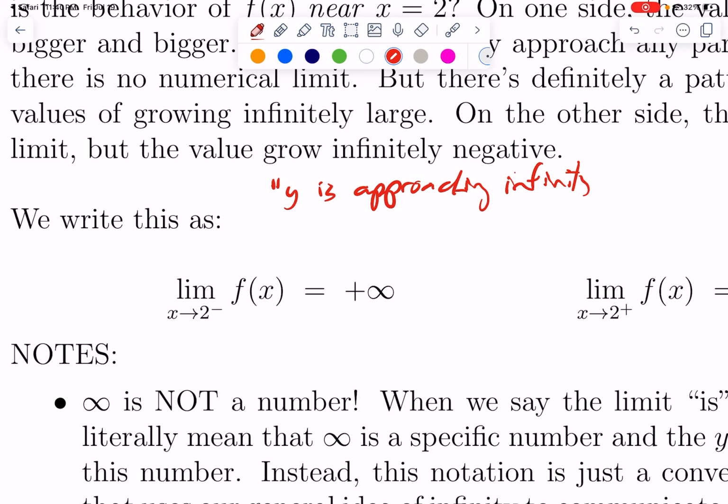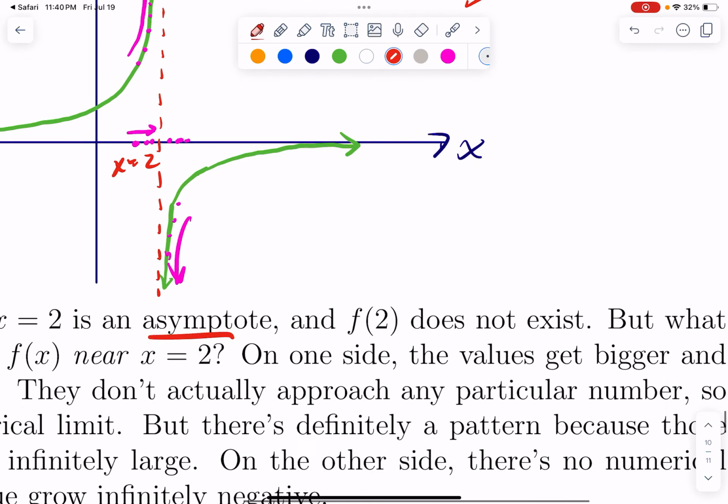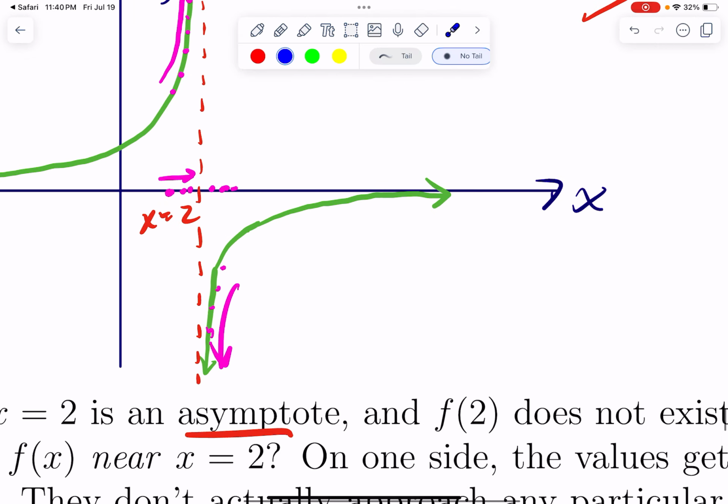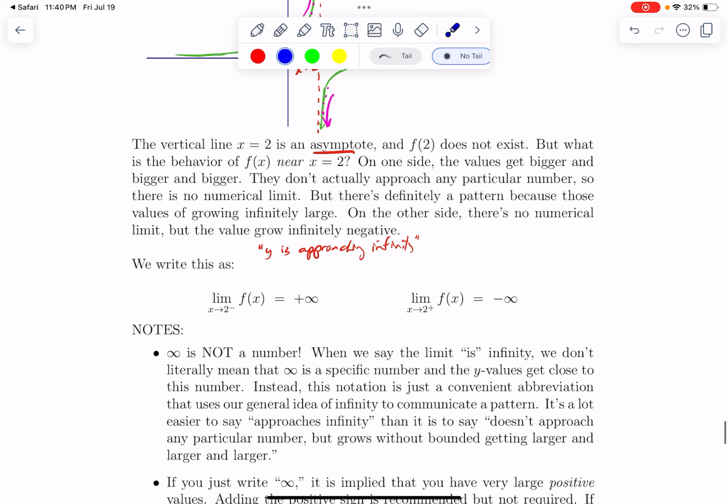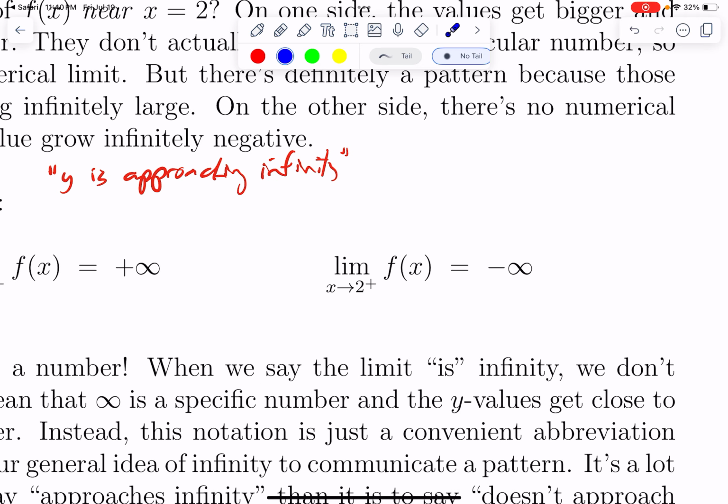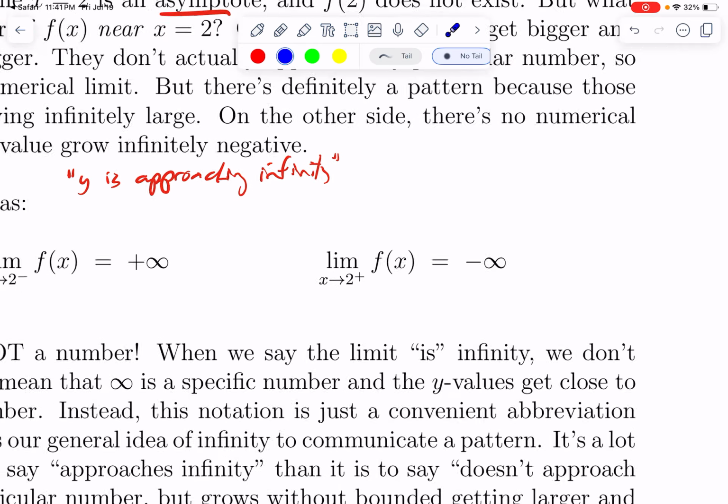We're extending our notion a little bit, but that kind of makes sense. If something is just growing and growing forever and ever, then we could say, oh yeah, it's growing infinitely big. It's approaching infinity. It never quite gets there because infinity isn't a real number, but that's the pattern. And on the other side, when we're getting lower and lower, infinitely negative, we can say that limit is negative infinity. So this is how we can describe growing really tall or really low along a vertical asymptote.